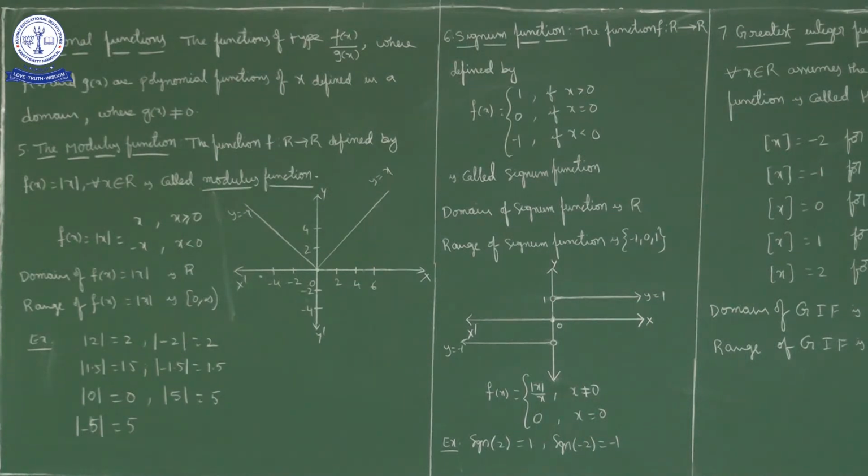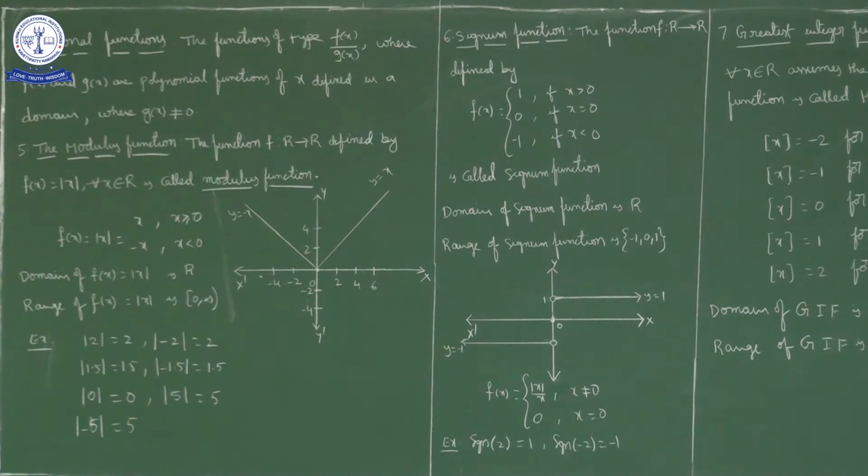That is the modulus function. A mod function is defined as modulus of x is equal to x when x is greater than or equal to 0, and minus x when x is less than 0. Means if the inside quantity is non-negative, we write that number directly. If the inside quantity is negative, we write the negative of that number. Examples: modulus of 2 is 2, modulus of minus 2 is 2, nothing but negative of minus 2. Modulus of 1.5 is 1.5, modulus of minus 1.5 is minus of minus 1.5. Modulus of 0 is 0, modulus of 5 is 5, modulus of minus 5 is 5, nothing but minus of minus 5.